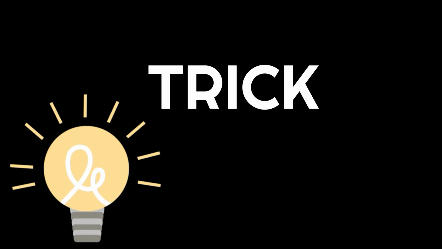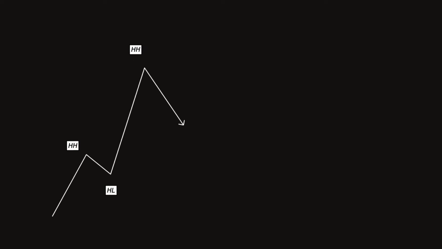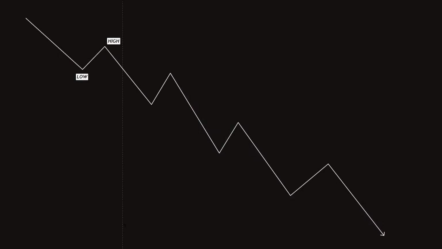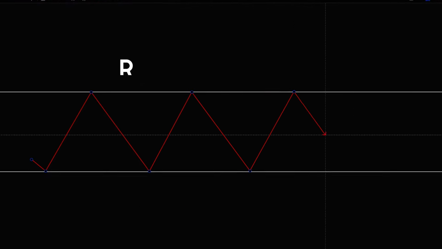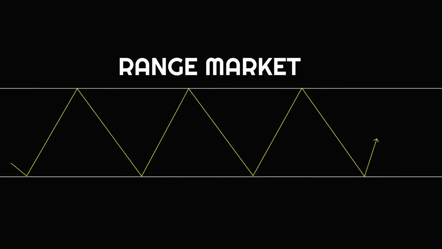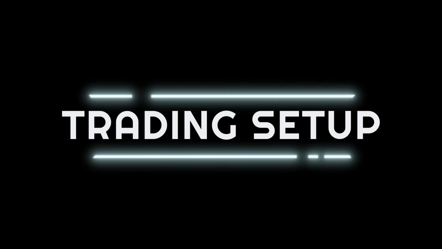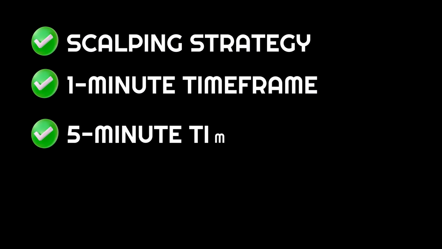Look at the last two swings. If the last swing is higher than the one before and the pullback doesn't go below the previous low, that's an uptrend. And if the last swing is lower than the previous one and the pullback doesn't go above the previous high, that's a downtrend. If swings repeat the same levels, you're in a range. Simple.